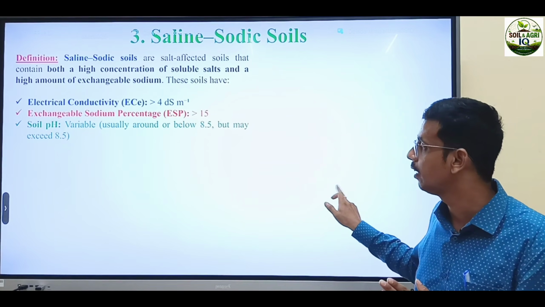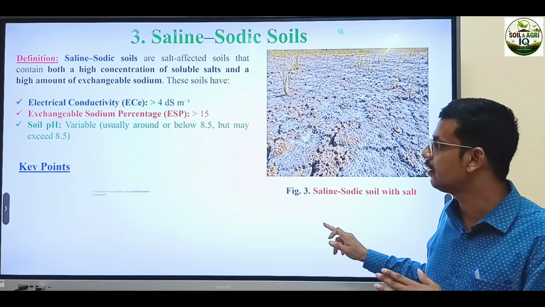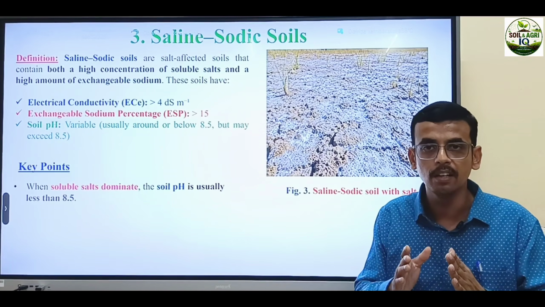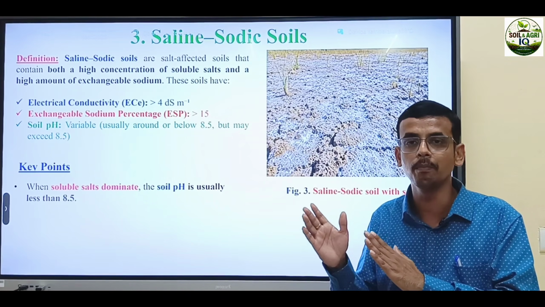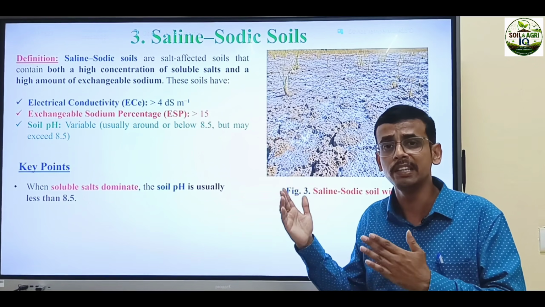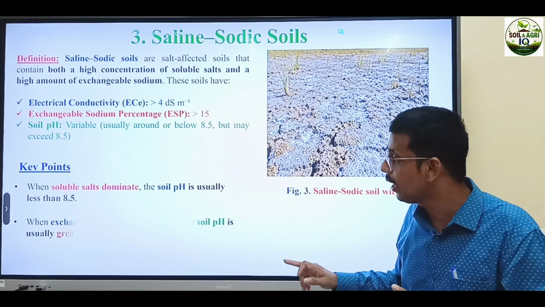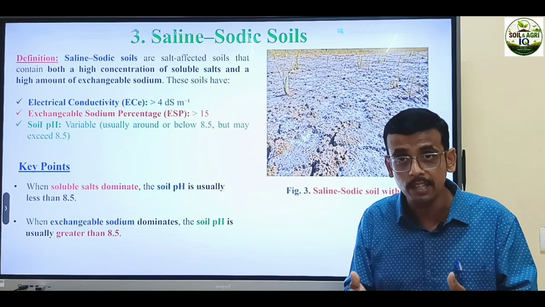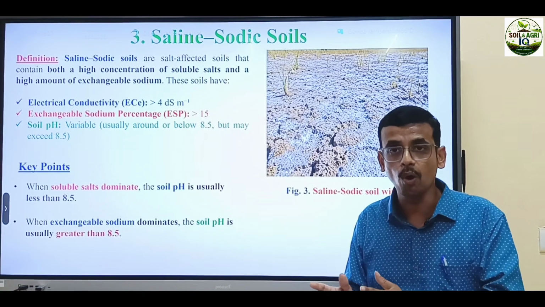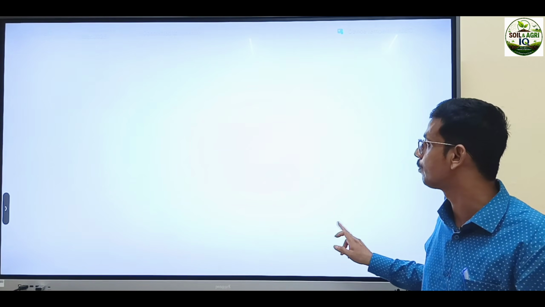So variable pH. Why? See this first, see the picture. Then you see why the pH is variable. When soluble salts dominate, meaning when chloride and sulfate salts of sodium, sulfate salt or chloride salt of calcium, magnesium dominate, at that time soil pH is less than 8.5. And when the exchange complex is dominated by sodium, and also anions like carbonates and bicarbonates dominate, obviously the pH will be more than 8.5.